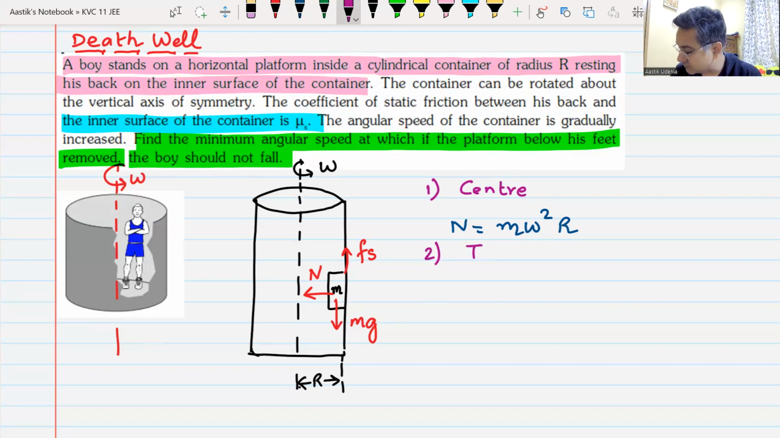In which direction? It will be in the tangential direction along the cylinder like this. Is there any force acting in that direction? We will see there is no force. We see that there is no force. So there is no point of making that equation. What is the third equation that we should make?